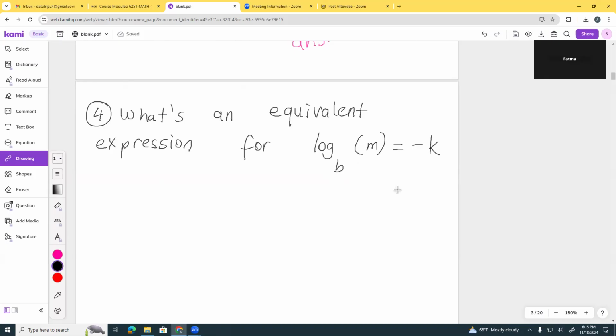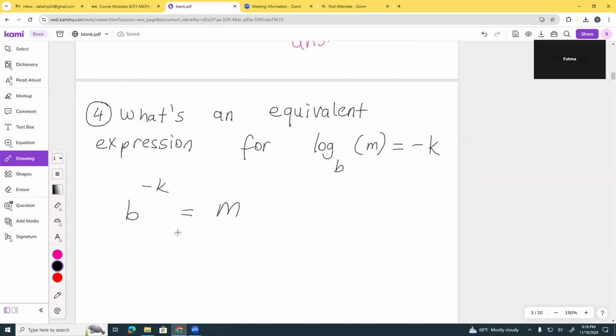Where do I start? Yes, the base is b. It still becomes the base b for my exponential equation. b will be raised to the what power? Negative k. And we're going to set this equal to what? This is exactly how we turn a log equation into an exponential equation. So b to the power of negative k is equal to m. This is how a log equation can be converted to an exponential equation.